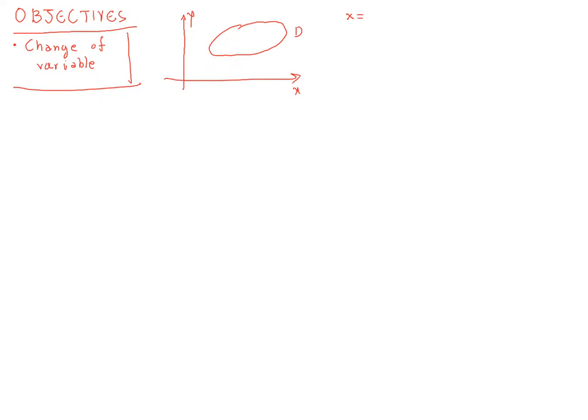We express x and y in terms of two new variables: x is x of u, v, and y is y of u, v. And this means that every point on the xy plane that belongs to D will correspond to some point in the uv plane. And so we have the description of D in terms of u and v. And let's say that we have the integral of f of x, y.